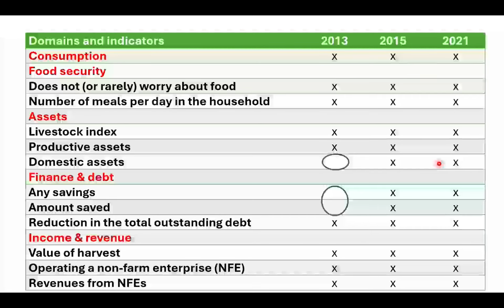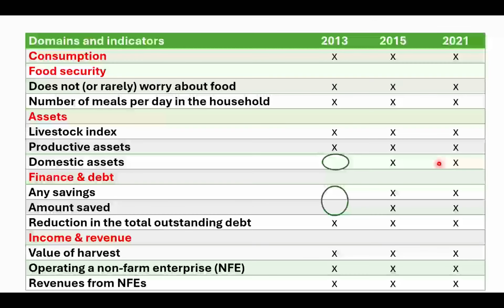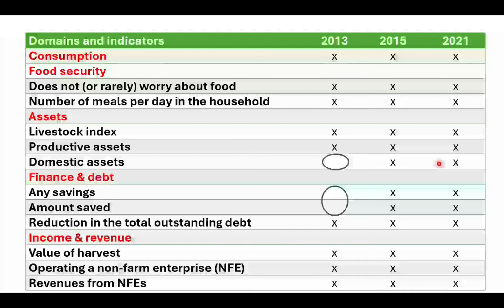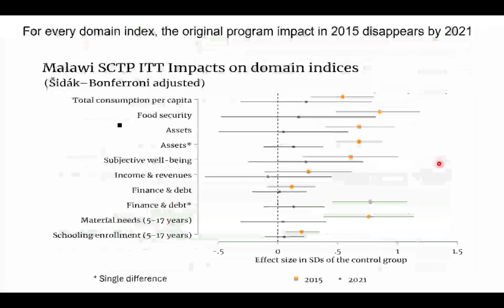Everything is in z-scores, and the z-score is calculated against the mean and standard deviation of the control group. So it's against the control group. This is pretty standard stuff now. That's how everyone is reporting impacts. So let's get to the results.